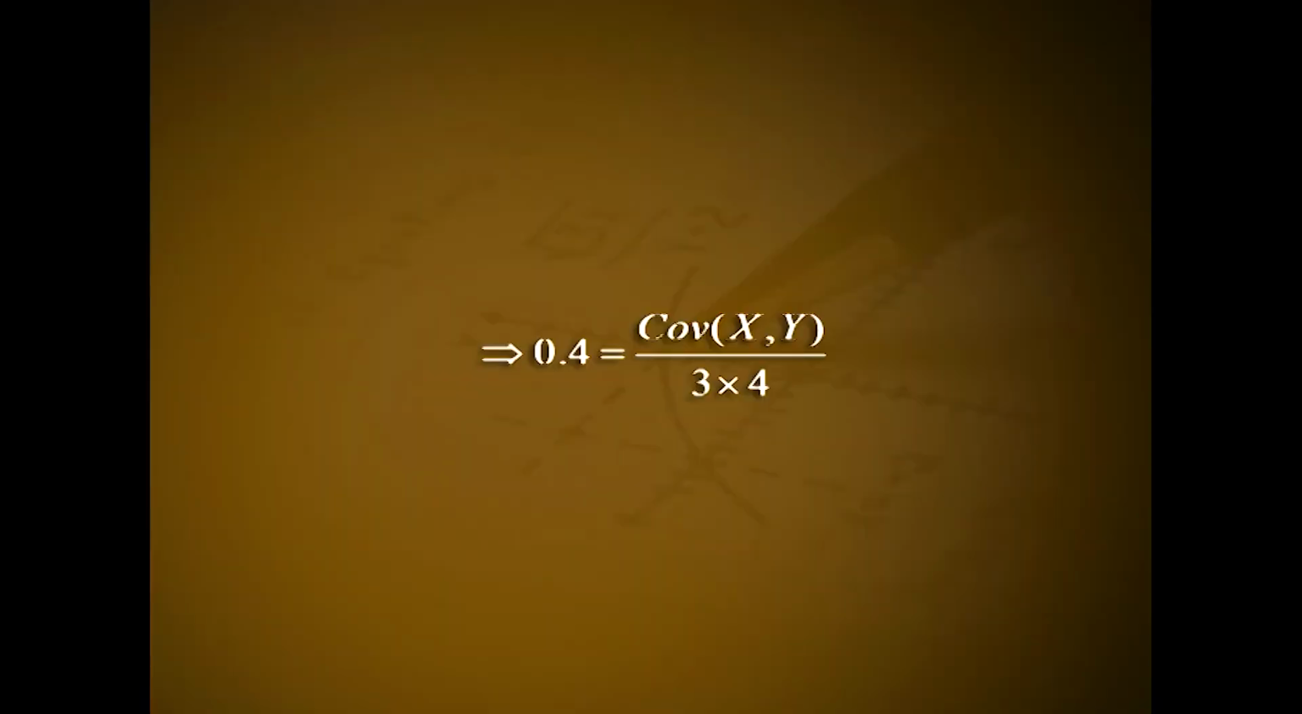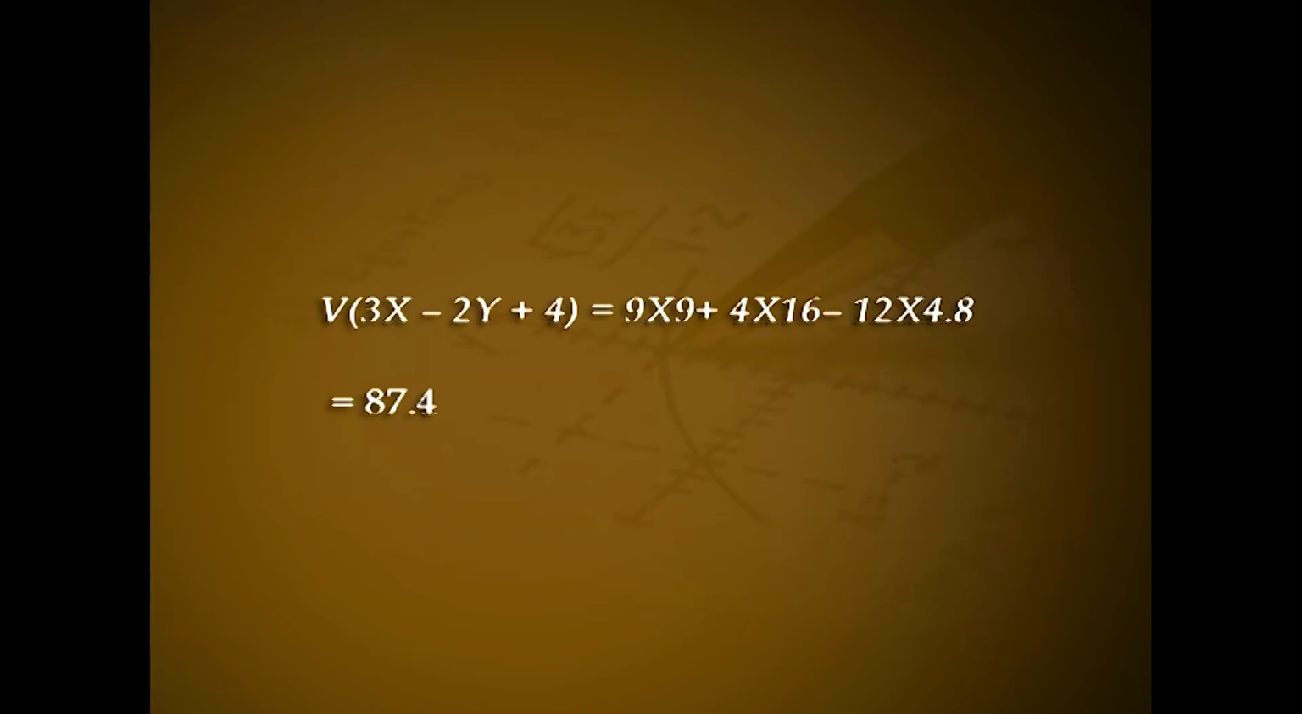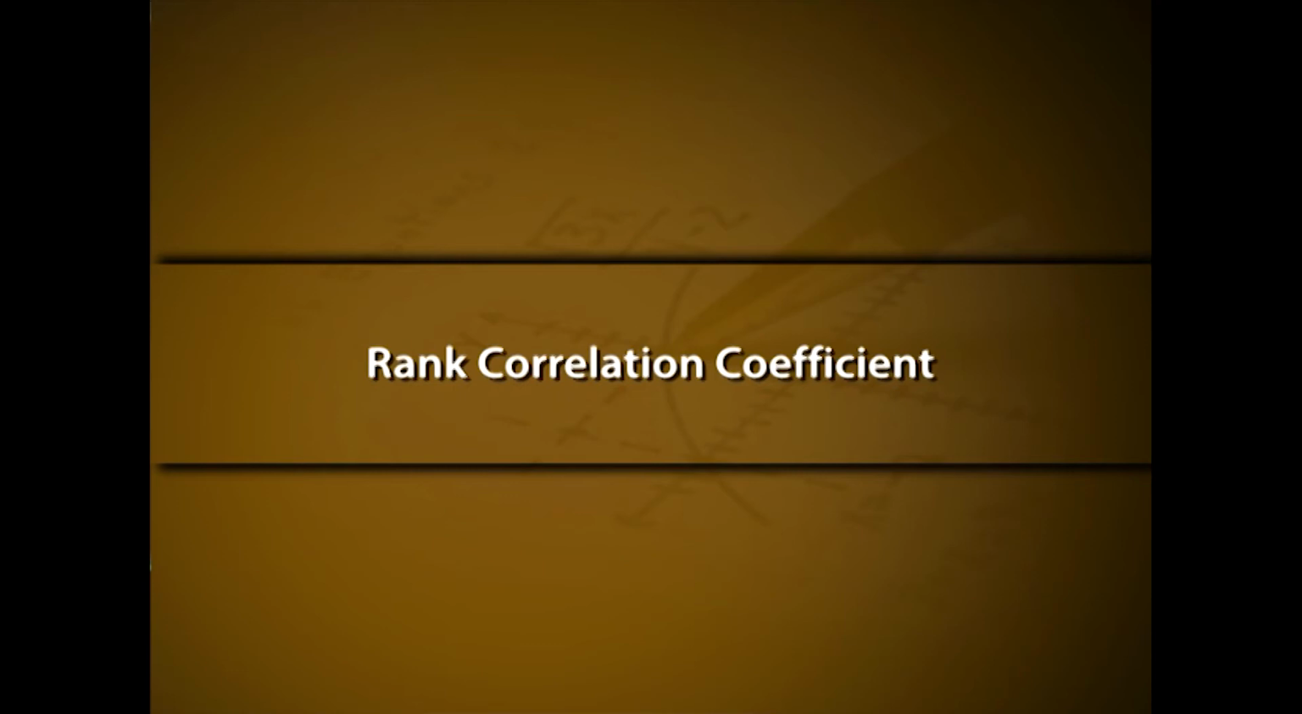We have the coefficient of correlation between x and y. This implies 0.4 equal to covariance of x, y divided by 3 into 4. This implies covariance of x, y equal to 12 into 0.4, that is equal to 4.8. Thus, variance of 3x minus 2y plus 4 equal to 9 into 9 plus 4 into 16 minus 12 into 4.8, that is 87.4.